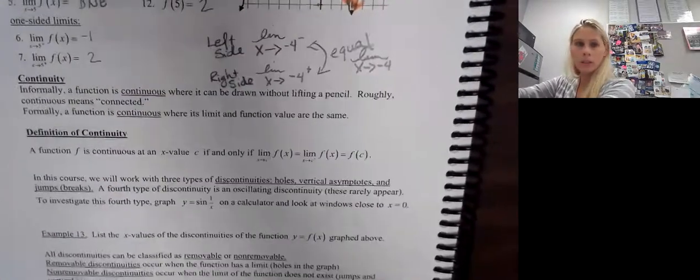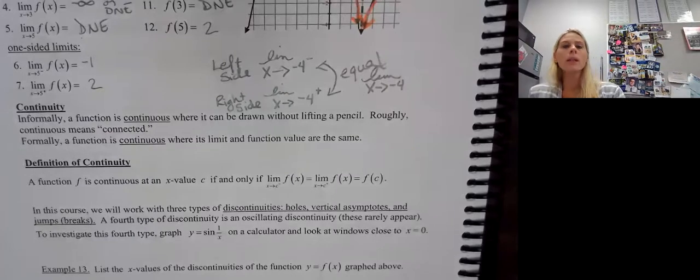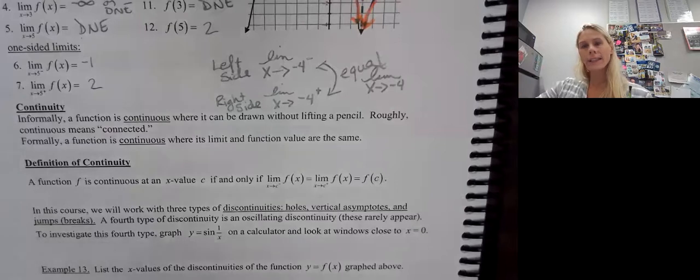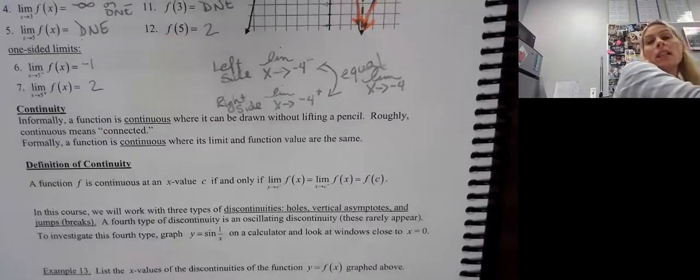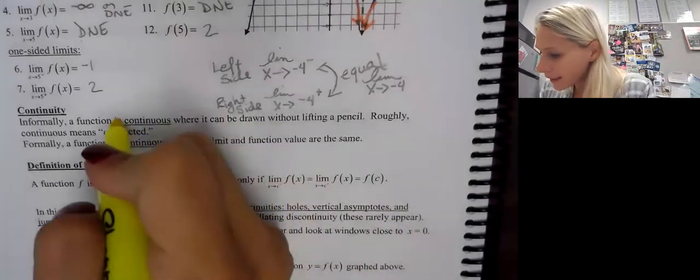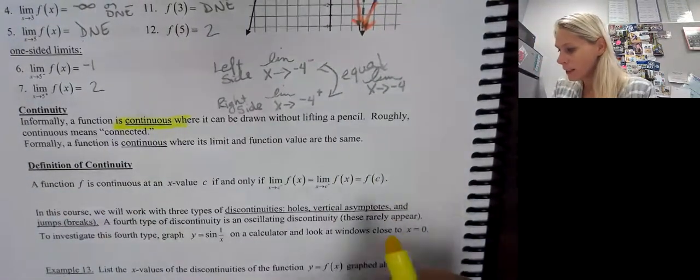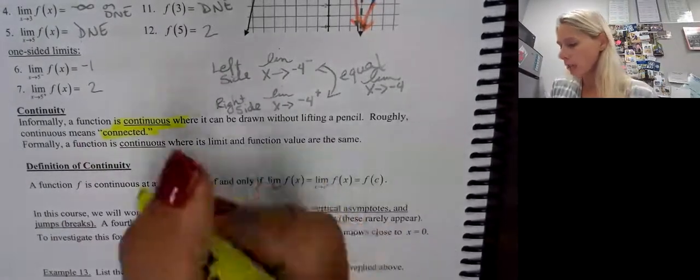So let's talk about continuity. Informally, a function is continuous where it can be drawn without lifting a pencil, or your finger. I like tracing it with my finger. And anytime I have to lift up my finger to get back on the graph, that is not continuous, okay? So the other thing to think about is that it's connected. So the informal idea is continuous where it's connected. Okay, but here's the formal definition.